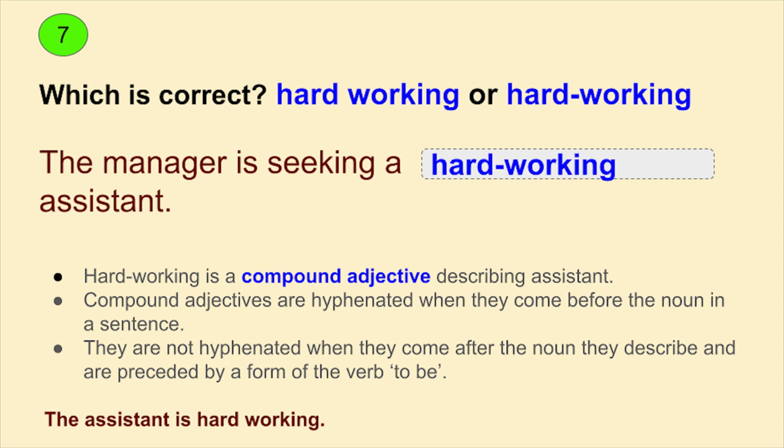In this example, the noun precedes the compound adjective and it is followed by a form of the verb to be, which is. So only in that case we do not hyphenate the compound adjective.